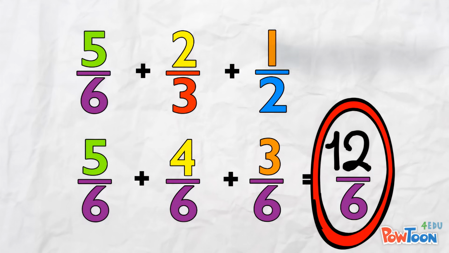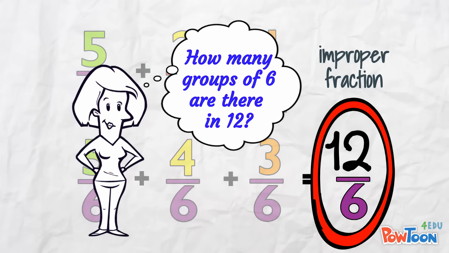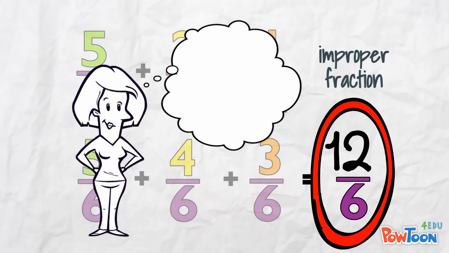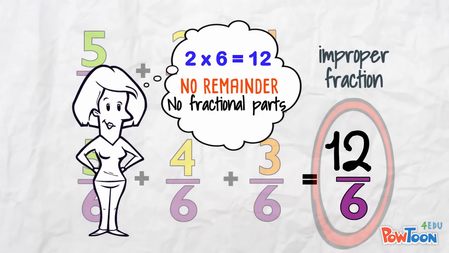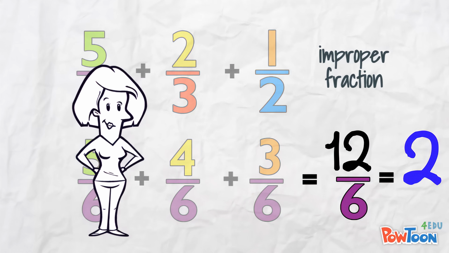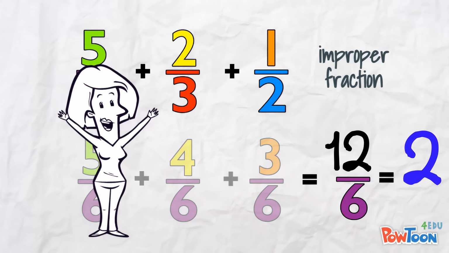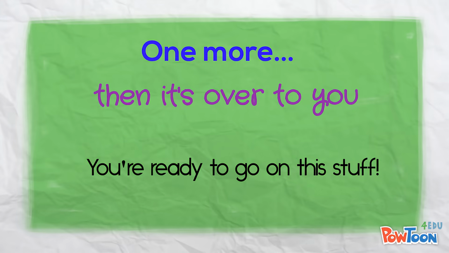That is an improper fraction, and we can't leave it like that, so we have to work it out. 12 divided by 6. How many 6's are there in 12? There's 2 lots of 6 in 12. There's no remainder, so there's no fractional parts to show. Our answer is just 2. When we add these fractions, we get a whole number in our answer. Cool! One more, and then it's over to you, because I think you're ready to go on this stuff.